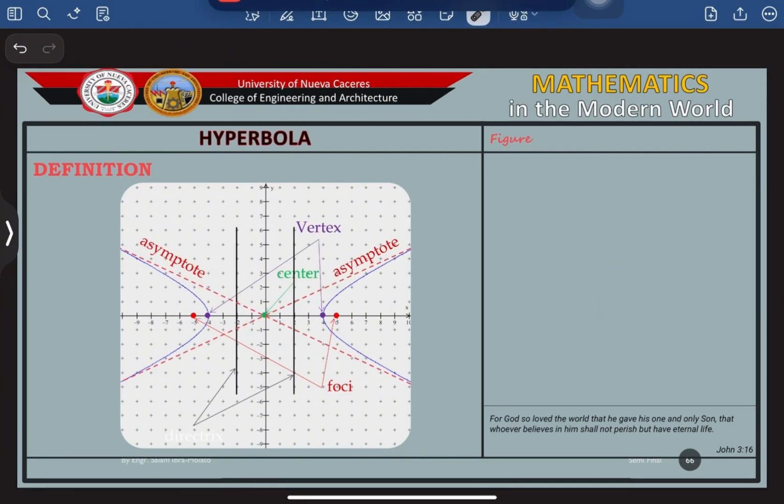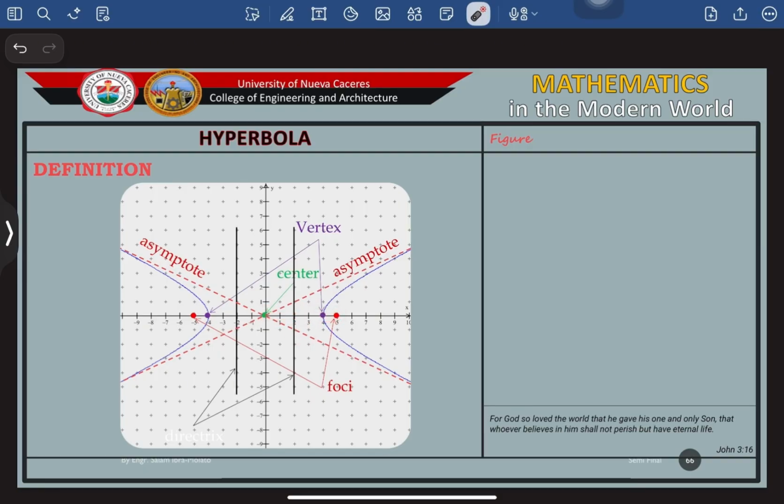So let's define the parts of the hyperbola, starting with the center. The next is the vertex. From the center to vertex, this is defined as the distance a. It is also equal to distance a. Then the focus. So we have two foci since dalawa po yung curves. From the center to focus, that is the distance c. This is also distance c.